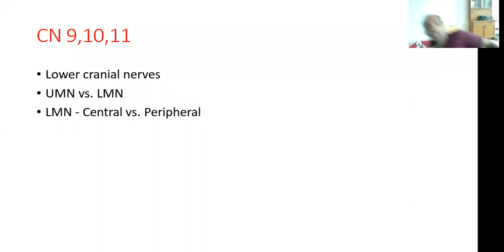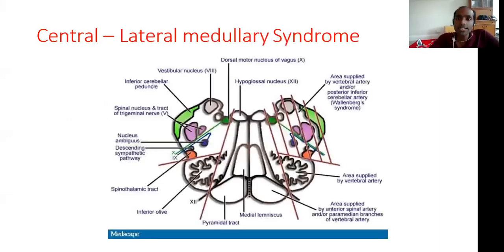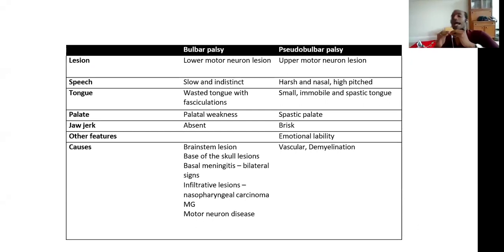Right. So remember, the lower cranial nerves, especially the 9th, 10th, and 12th cranial nerves, and to some extent the 11th cranial nerve, arise from the medulla. Remember I told you all these cranial nerves can have an upper motor neuron component and a lower motor neuron component. If there is a lesion of the upper motor neurons leading to these cranial nerves, you get something called pseudobulbar palsy. And this is how you identify pseudobulbar palsy: a very nasal voice, a spastic tongue, spastic palate, and a brisk jaw reflex.